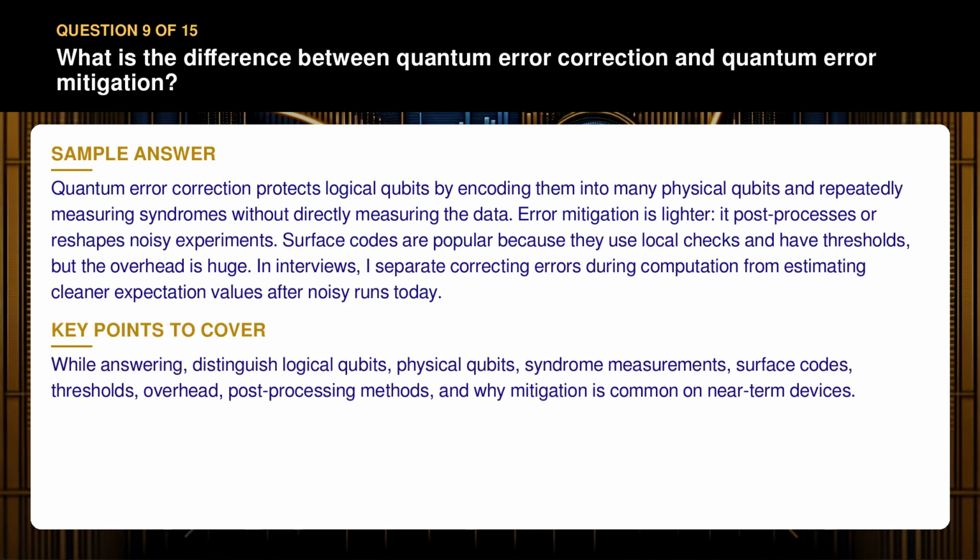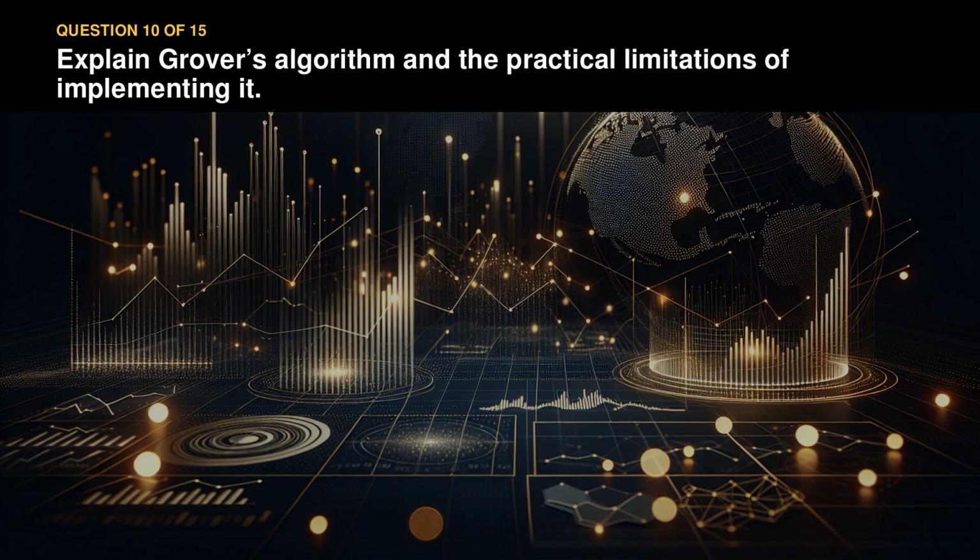While answering, distinguish logical qubits, physical qubits, syndrome measurements, surface codes, thresholds, overhead, post-processing methods, and why mitigation is common on near-term devices. Question 10. Explain Grover's algorithm and the practical limitations of implementing it.